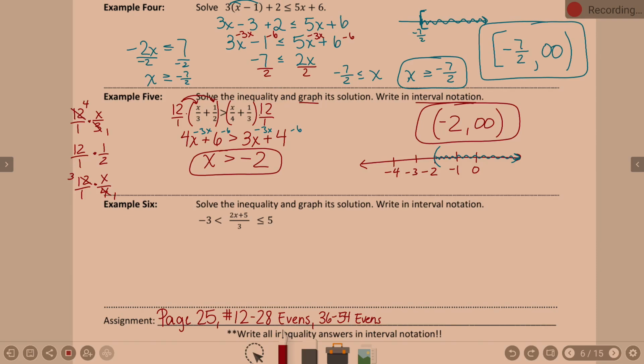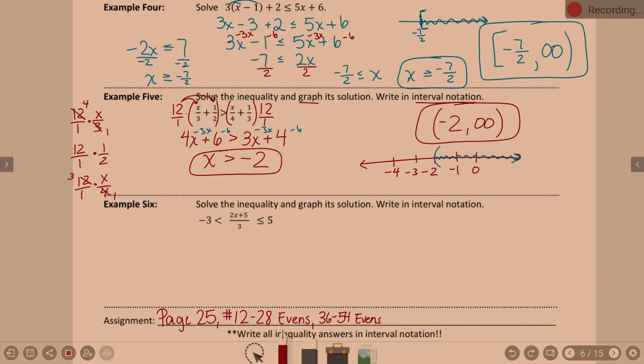Okay. One more. Solve the inequality, graph its solution, write your answer in interval notation. Now, the different part here is we have 3 pieces, yes? So we want x solved in the middle. Your job is to get x by itself in the middle. Right now in the middle, it's 2x plus 5 divided by 3. How do you start getting x by itself? Multiply everything by 3. Hear me out. We multiply by 3.